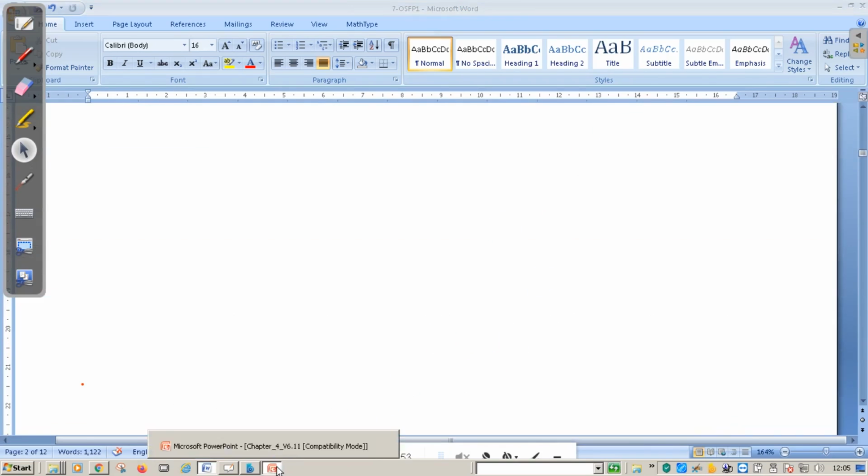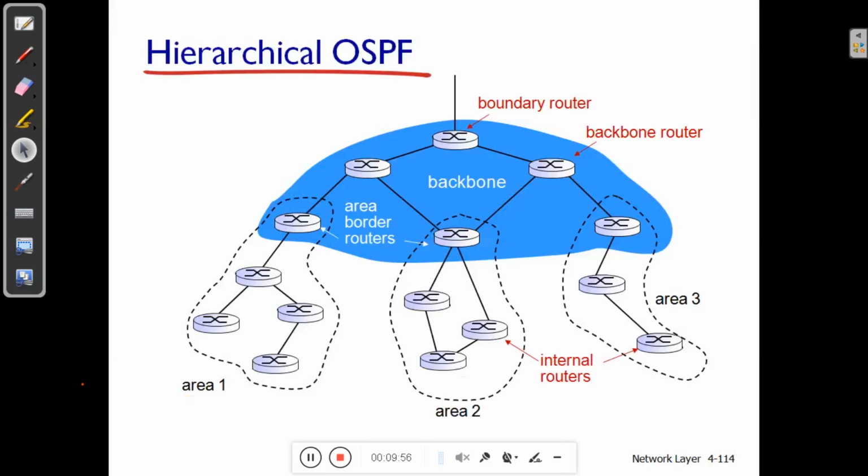Let me take you to the other slide here. You see, this is the OSPF hierarchical design. As I said, the entire autonomous system is divided into different areas. All the areas are connected to the backbone area. The routers inside a particular area are called internal routers, and the router which connects an area to the backbone area is called an area border router.